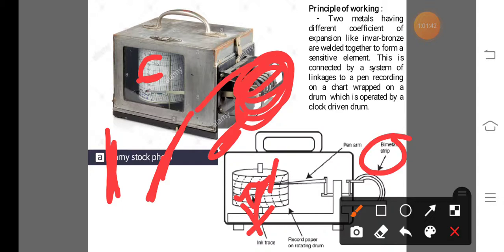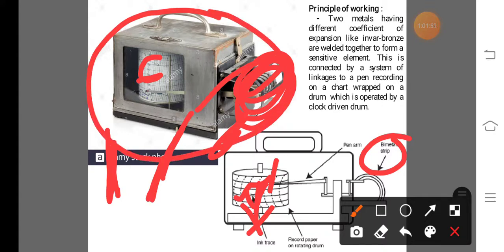By seeing the marking on this paper, we can find out the maximum and minimum temperature of the atmosphere. This is most important: the use of the thermograph is to measure the continuous and automatic temperature of the atmosphere. So this is about the thermograph.